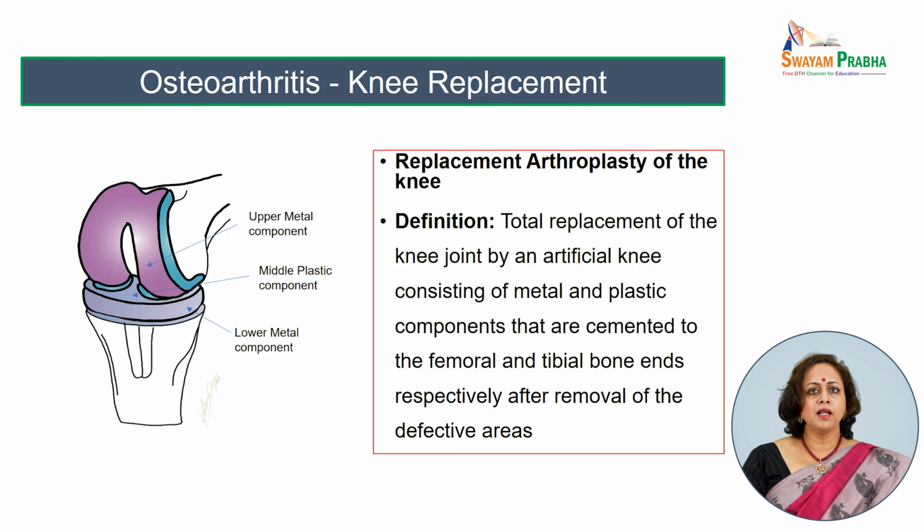It is defined as a total replacement of the knee joint by creating an artificial knee consisting of metal components and plastic components at the femoral and tibial ends and removal of the defective bony areas. So what they do is, if there is osteoarthritis of the knee joint, they remove the defective bone area and they replace it by putting a metal prosthesis and a plastic component in between.